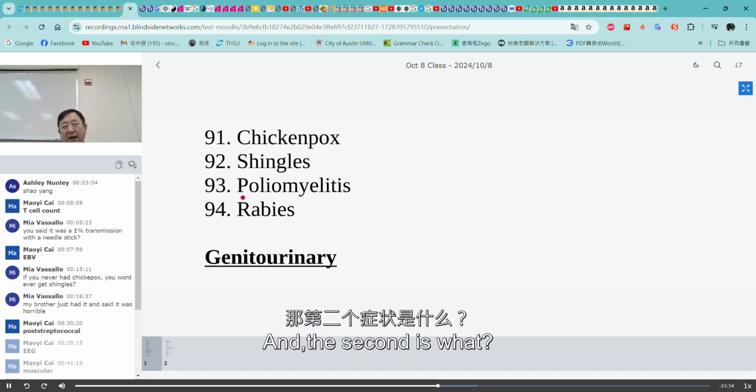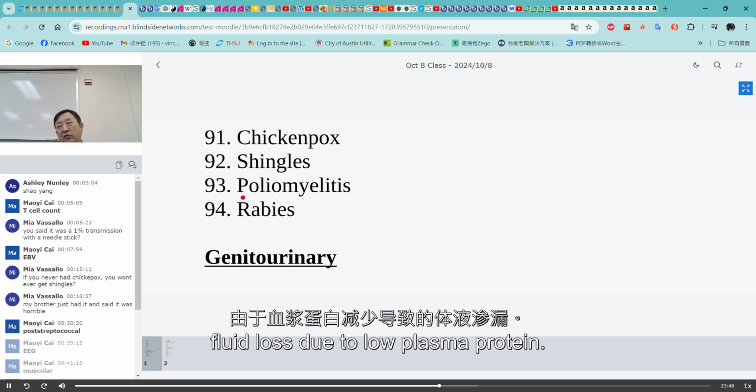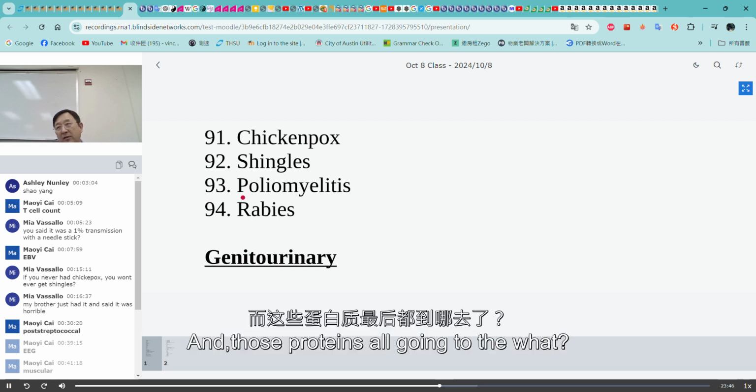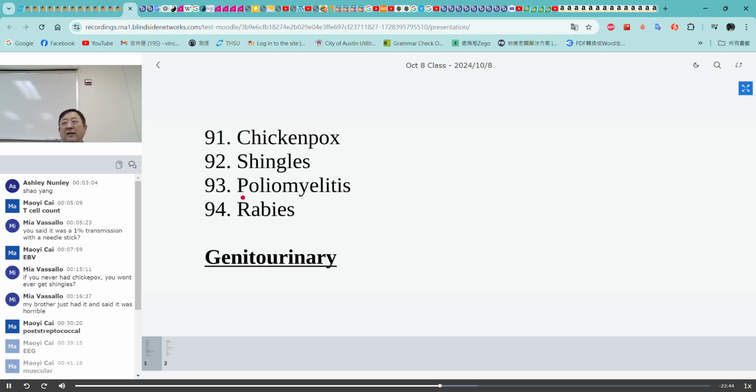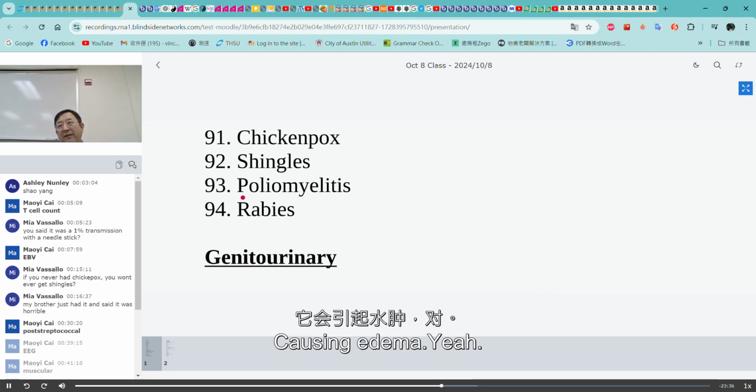And the second is what? Severe swelling in the body. Yeah, because of what? Fluid loss due to low plasma protein. And those proteins are all going to the what? To the urine. Could you repeat that one more time? With nephrotic syndrome related to the edema, causing edema. Yeah. Why edema?